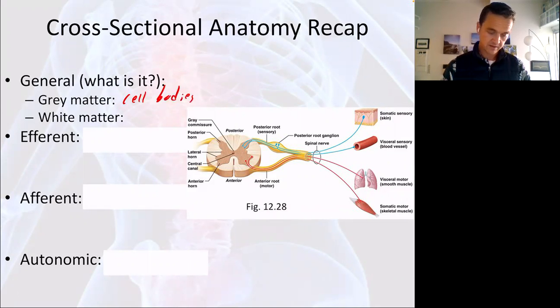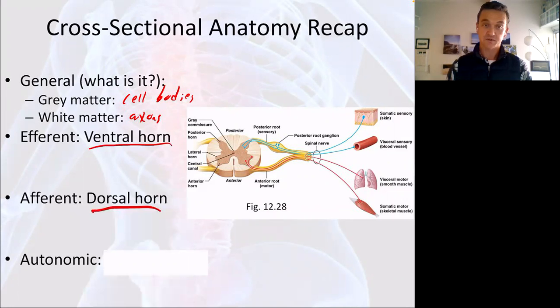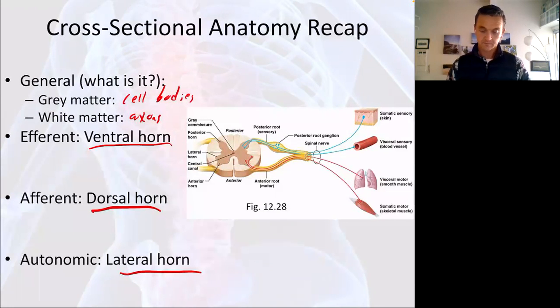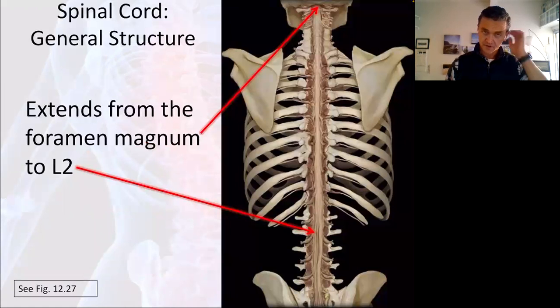What's white matter? Axons. Okay, the efferent comes out of the ventral horn, afferent comes into the dorsal horn, and the autonomic goes out of the lateral horn. Okay, all right, so just the general gross anatomy of the spinal cord.